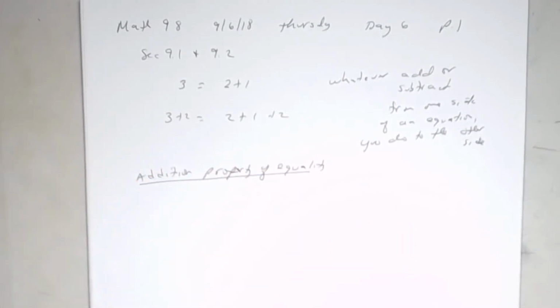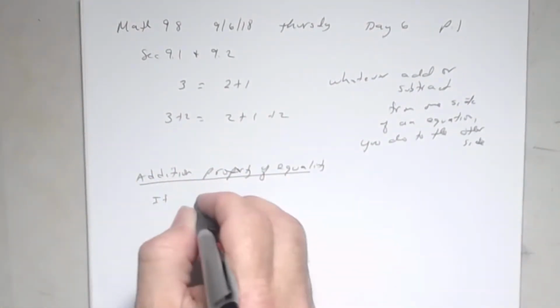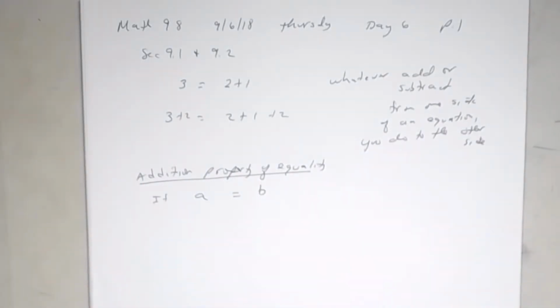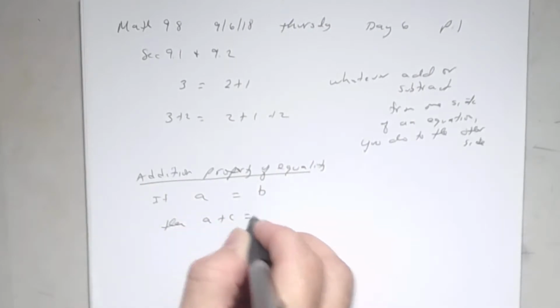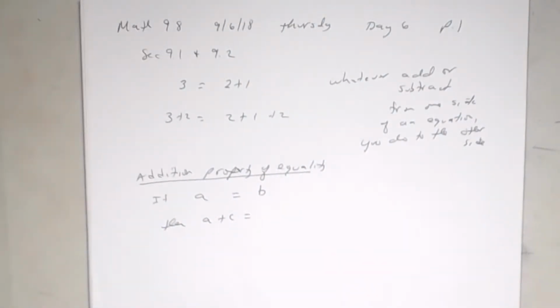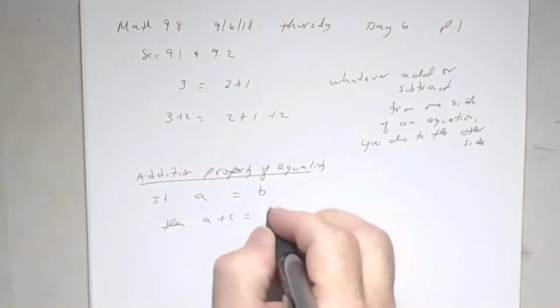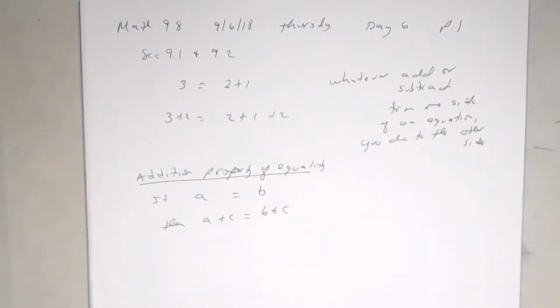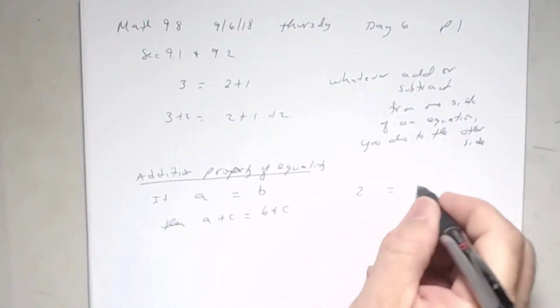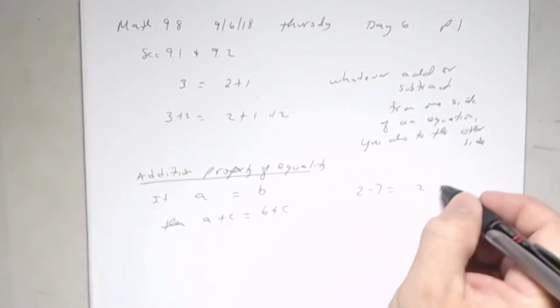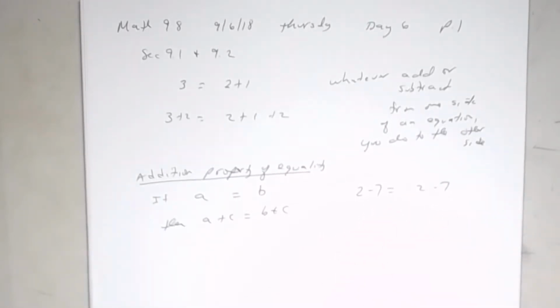All right, so the addition property of equality says this: if A equals B, and I add C to the left side, then what must I do to the right side? Add C as well. So A plus C must equal B plus C. All right? So it's kind of like if I had 2 equals 2 and I subtract 7, then I must do what on this side? Subtract 7.